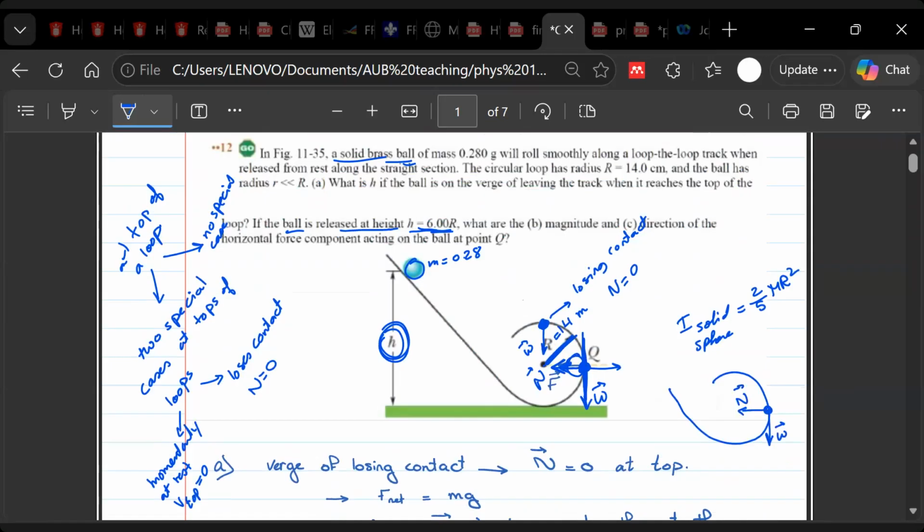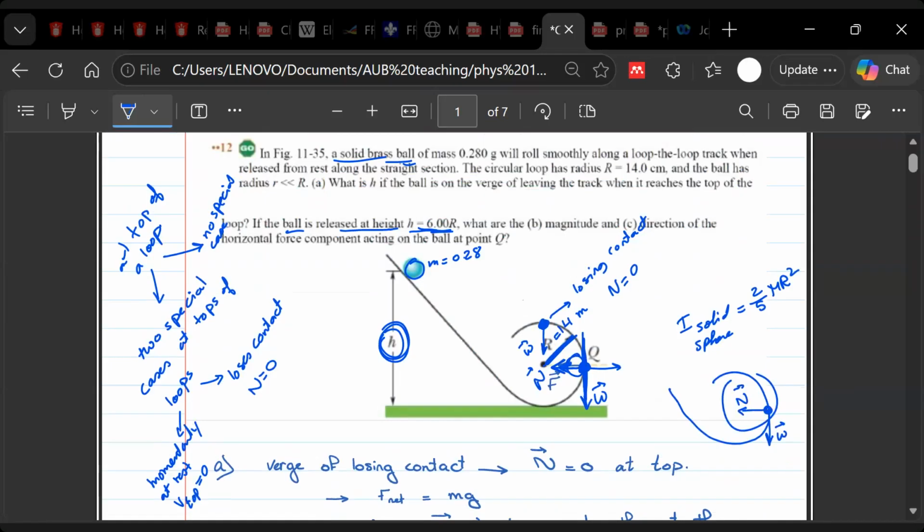What is the question? I want the magnitude and direction of the horizontal force component acting on the ball at point Q, which is none other but what? Yeah, I want the horizontal force component. The weight has no horizontal component. So what we want is the normal force itself. How do I solve for the normal force itself?